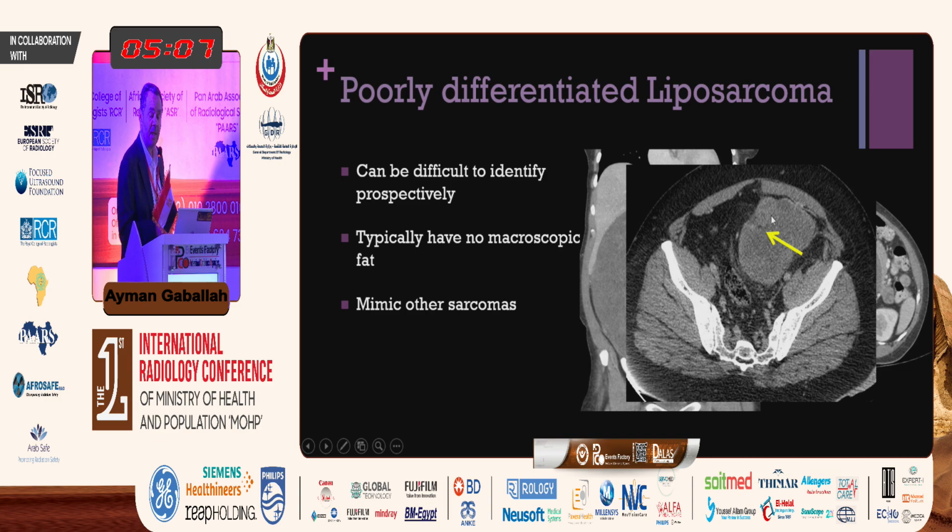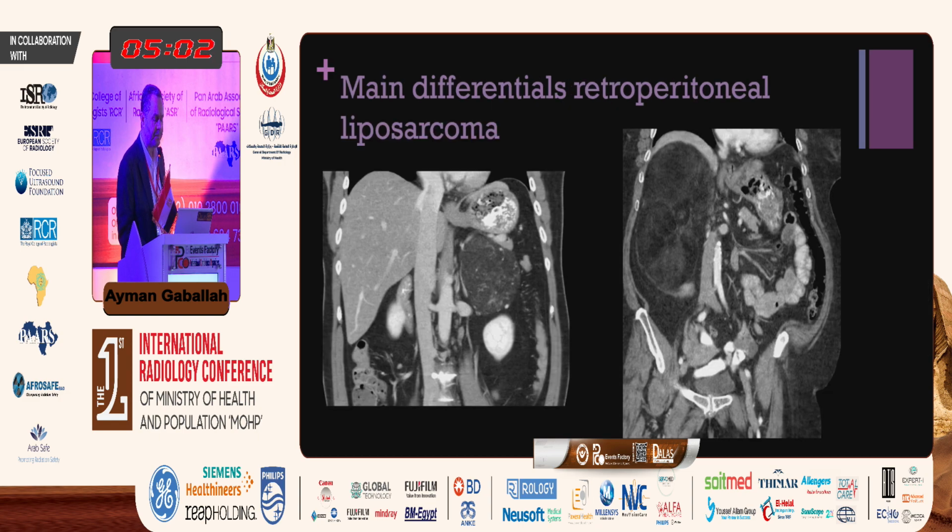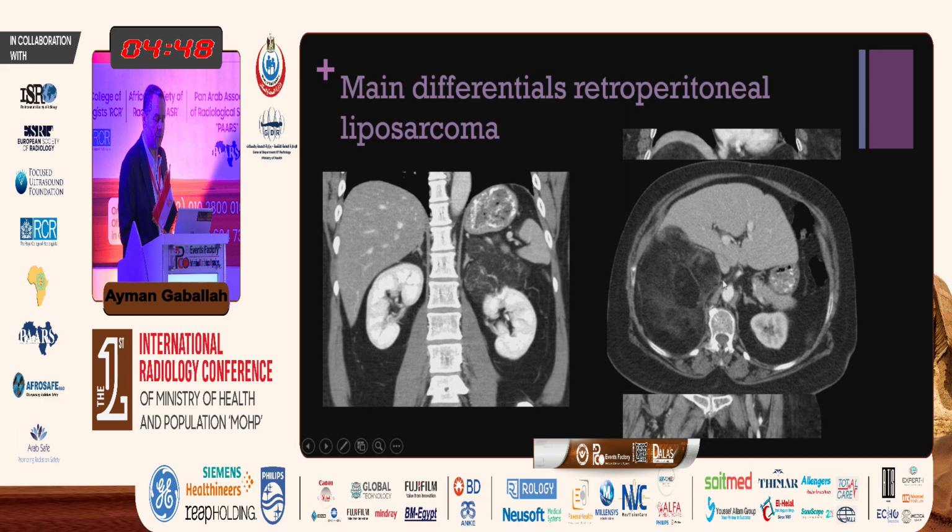This would make us call it a poorly differentiated liposarcoma. And the differential considerations for liposarcoma, as we said, are fat-containing lesions. These are two different cases, the one on your right and the one on your left. The one on your right was a liposarcoma, but what about this one? Does this remind you of the previous case?